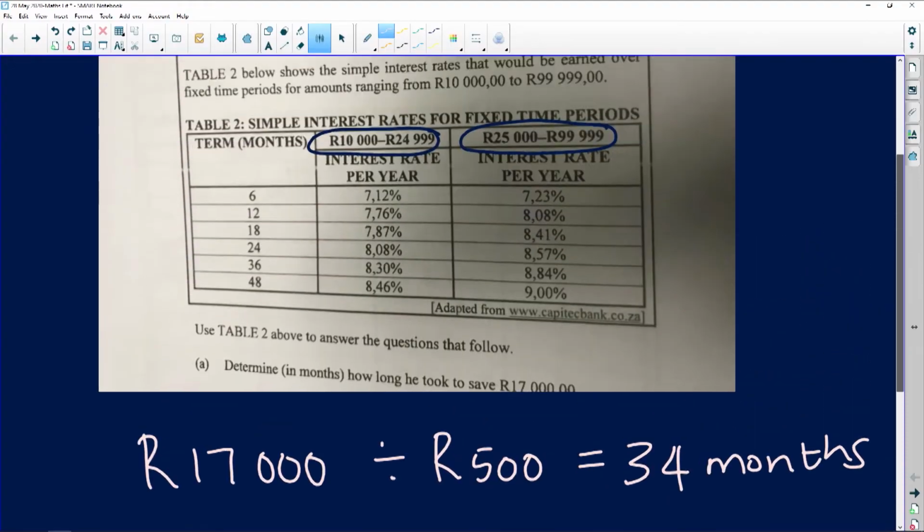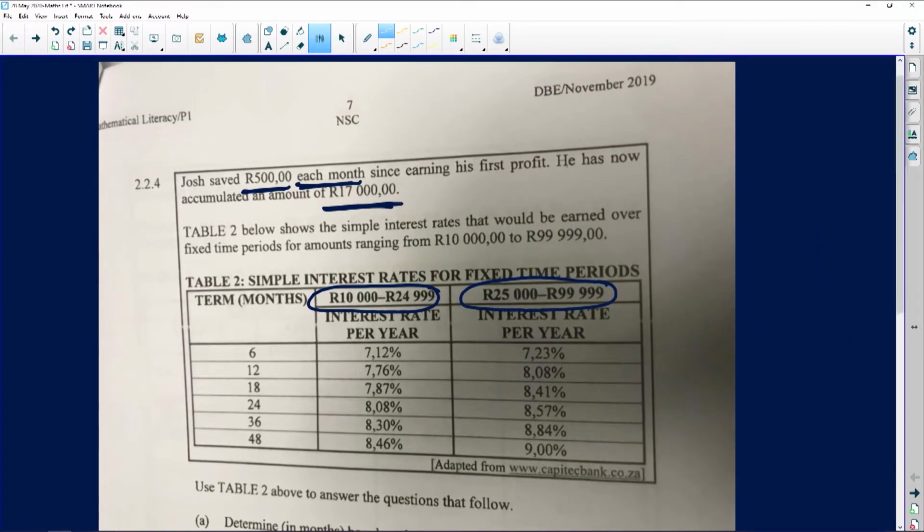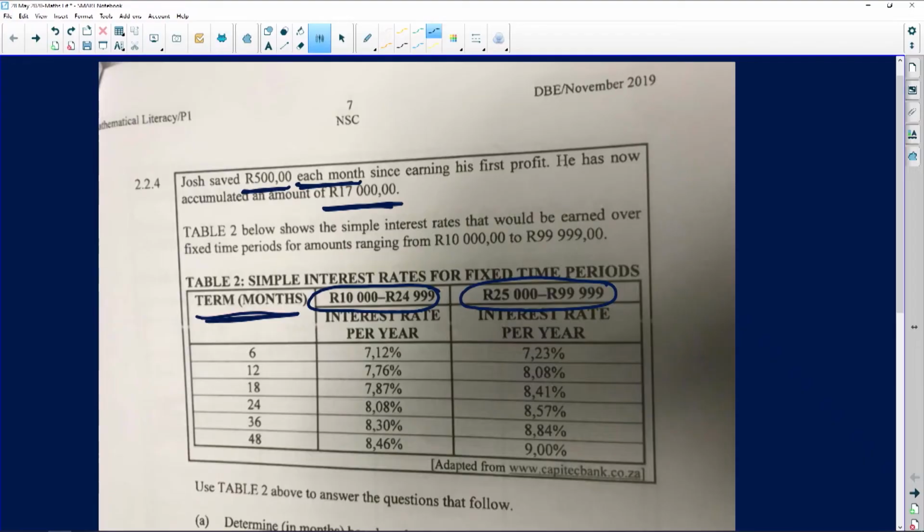Write down the interest rate he will get if he invests his money for 3 years. Let's go to this table up here and look at where the 3 years would fall in. This is term in months, so we know it's 6 months, 12 months, 18 months, 24 months, 36 months, 48 months. We want to know how many months are in 3 years. That would be 12 months plus 12 months plus 12 months, which gives us 36 months. Let's go to the 36-month mark. That's where 36 months is.